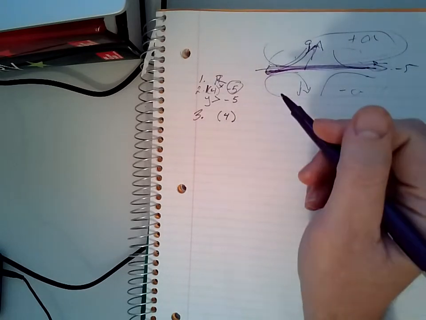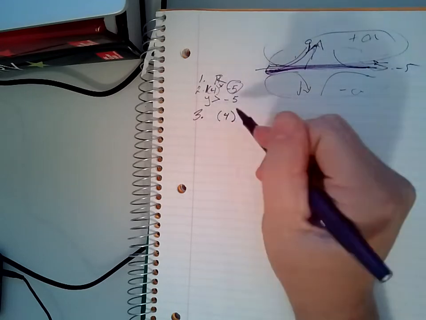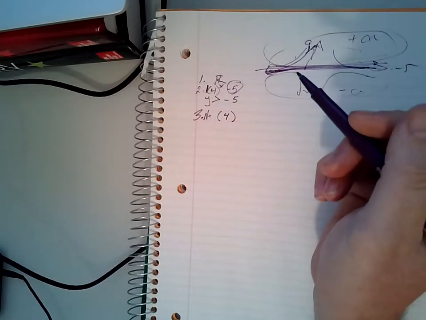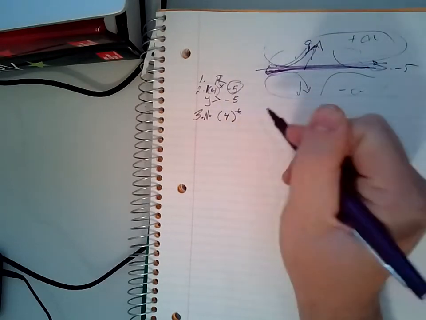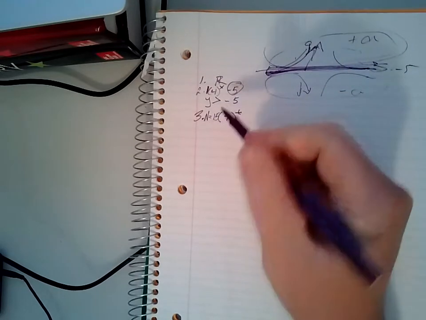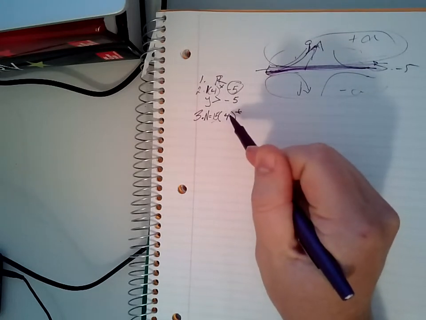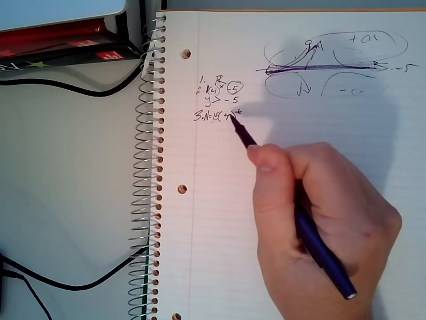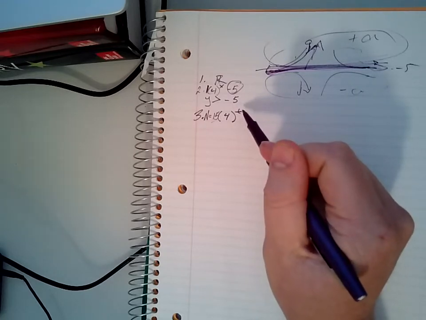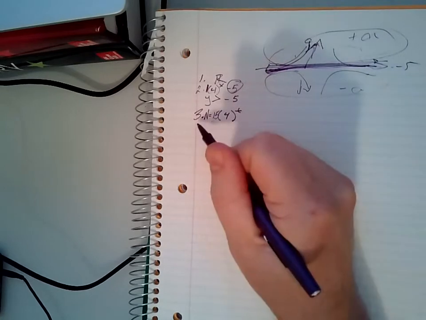And it says, write a function that can be used to find the number of bacteria, n, at the end of t hours. So to the power of t. And then we know that our initial was 15 bacteria. Remember, A is the initial. B is how much it's growing or decaying by. And then t or x up here is going to be for how long. So our equation will be n equals 15 times 4 to the power of t.